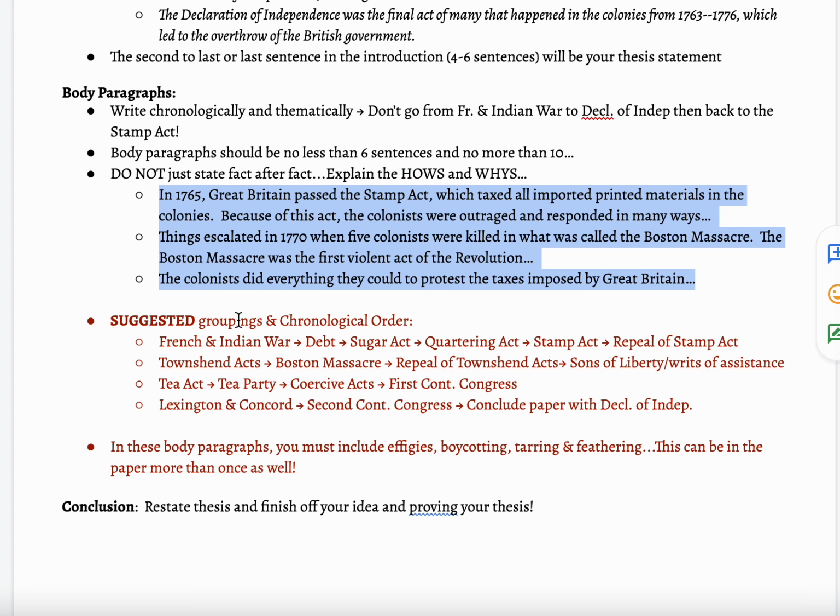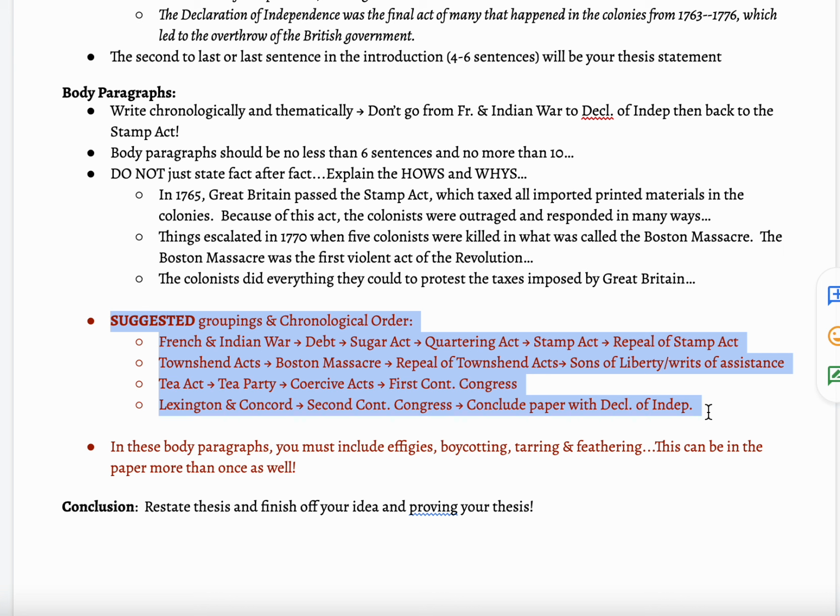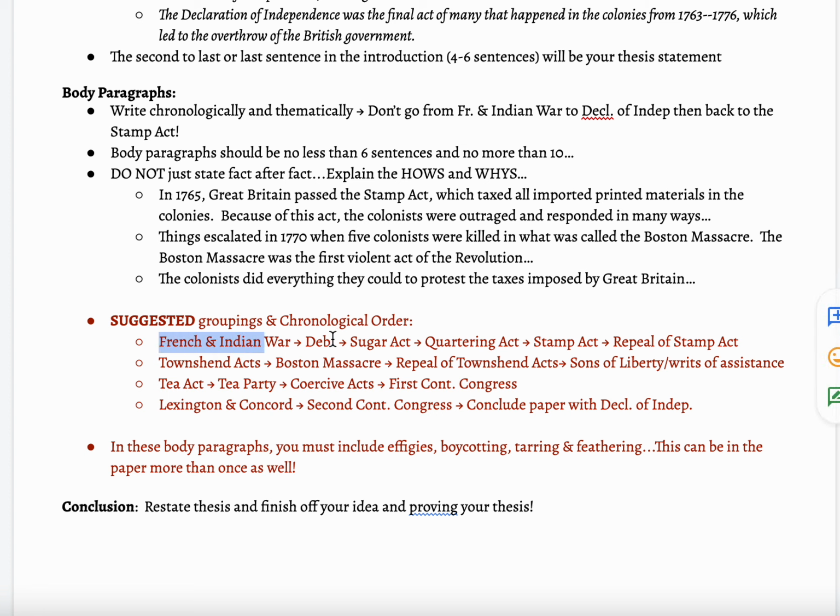This is great. This is how I would suggest you write the paper in terms of chronological order. Chronological means in order. Obviously, it starts with the French and Indian War. You could then talk about how there was a lot of debt. If you want to mention the Sugar Act and the Quartering Act, you can. It doesn't really matter to me, but it's nice.